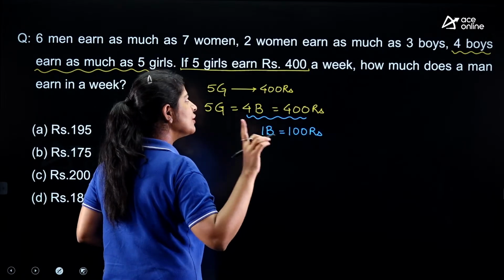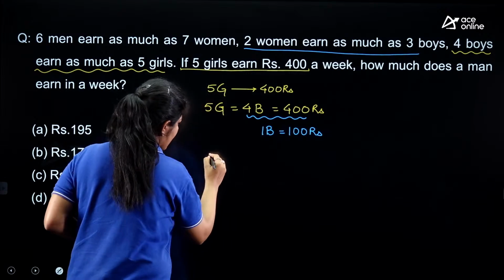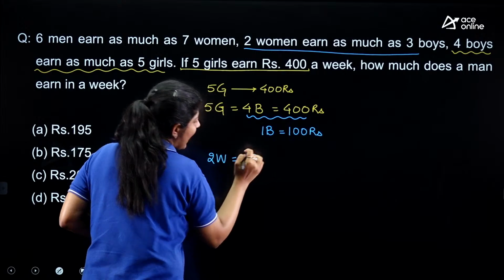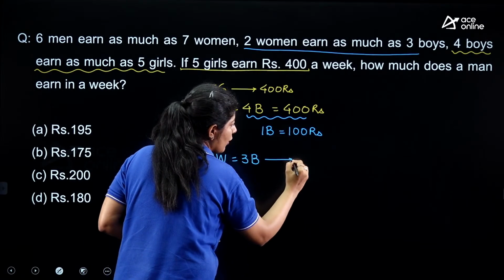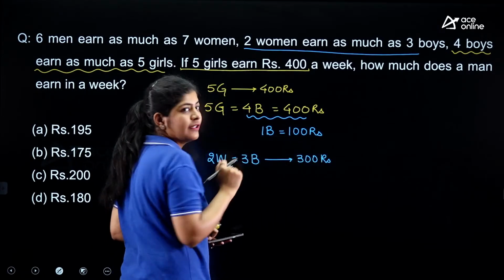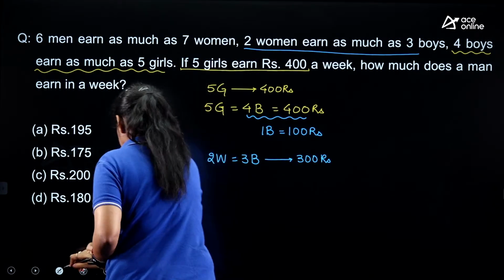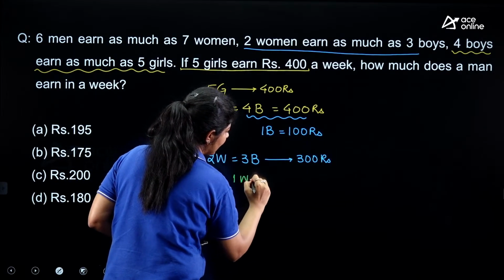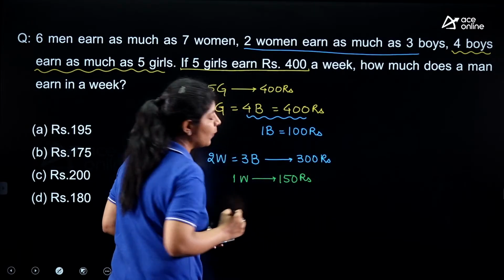The question is also saying that 2 women earn as much as 3 boys. And we know that if each boy is earning 100 rupees, that means these 3 boys are earning 300 rupees. And if these 3 boys are earning 300 rupees, that means these 2 women are also earning 300 rupees. That means from this statement, we can say that one woman is earning 150 rupees.